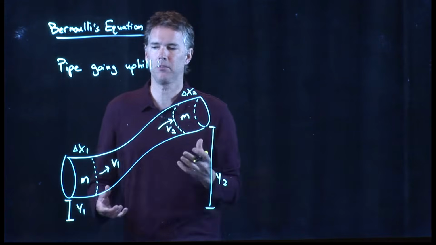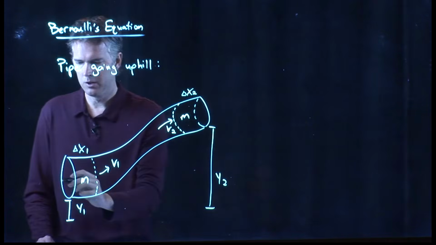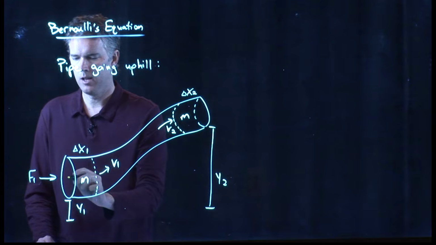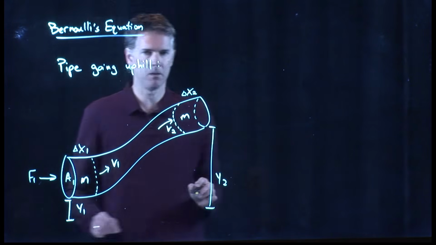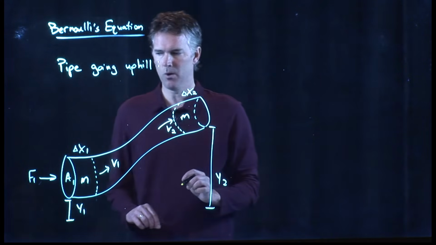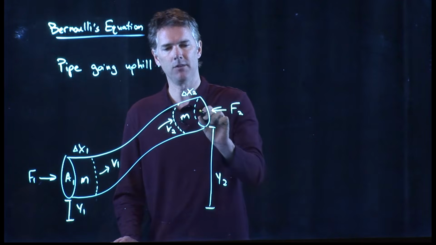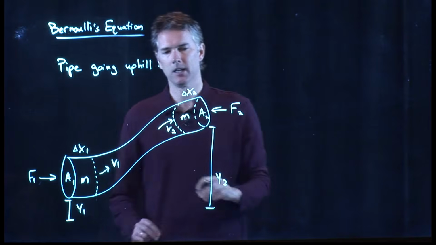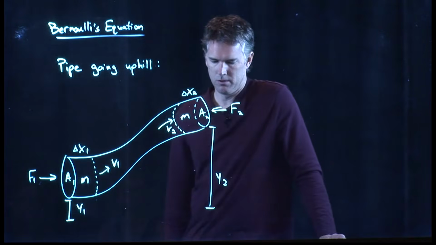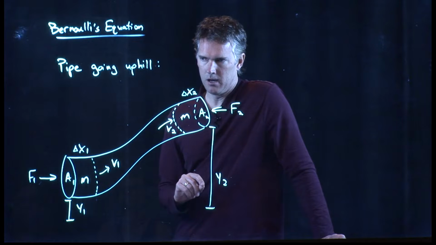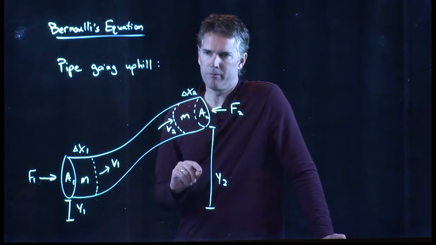And now there has to be some driving force to push this thing up. We'll call that F1. It's going to act on the end of the pipe, cross-sectional area A1. And there might be some force pushing back against you, F2, acting on the end of the pipe, A2. Those are all the parameters that we need to now derive Bernoulli's equation.